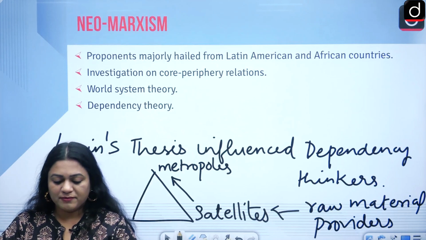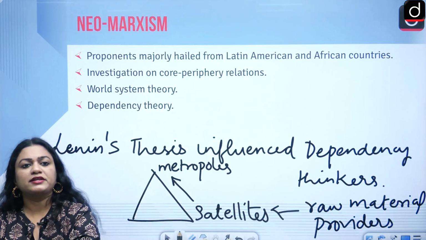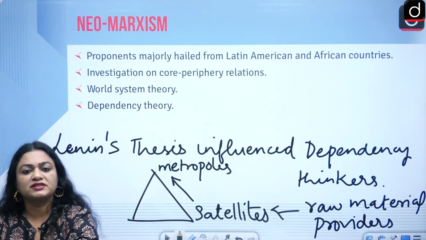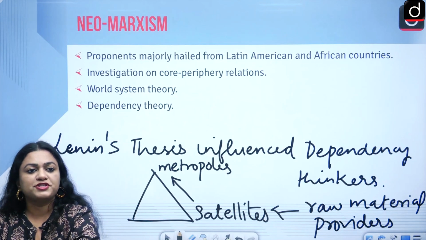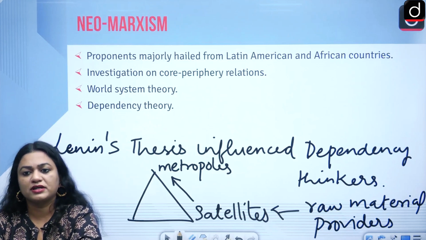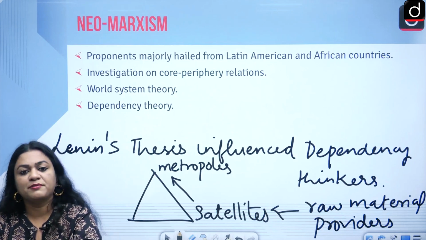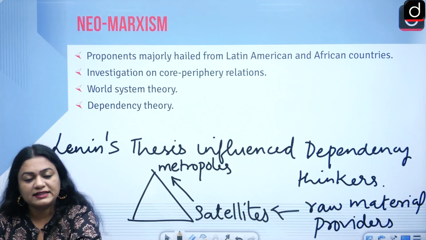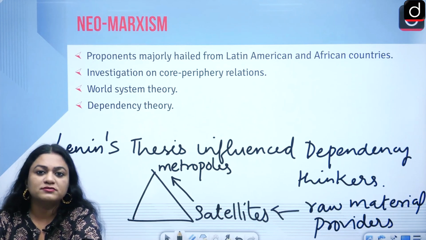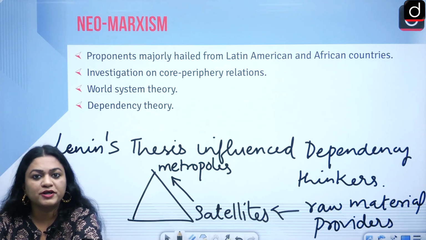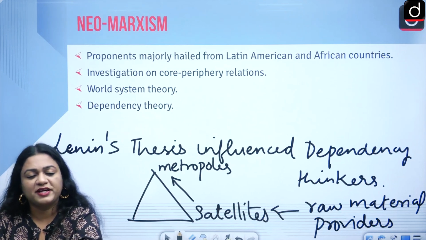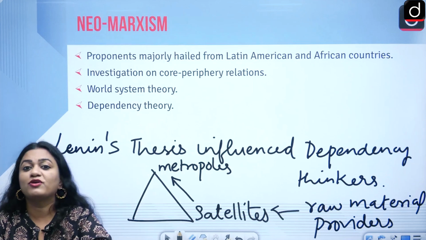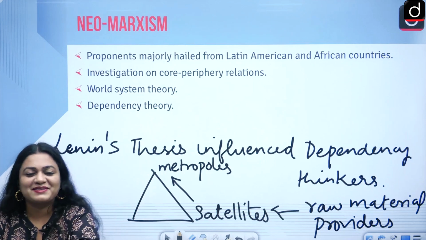Okay. And then in the neo-Marxist ideology, we have the Gramsci-influenced thinkers also. I am not going to explain them, because in the next lecture, when I teach critical theory, I will explain the neo-Gramscians like Robert Cox, as well as the Frankfurt School, which were also influenced by Marxist writings.